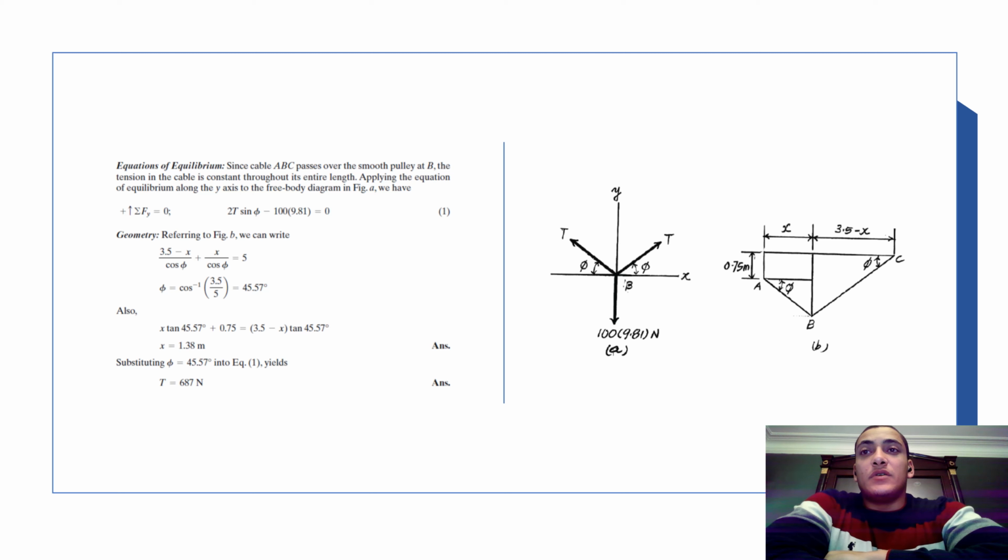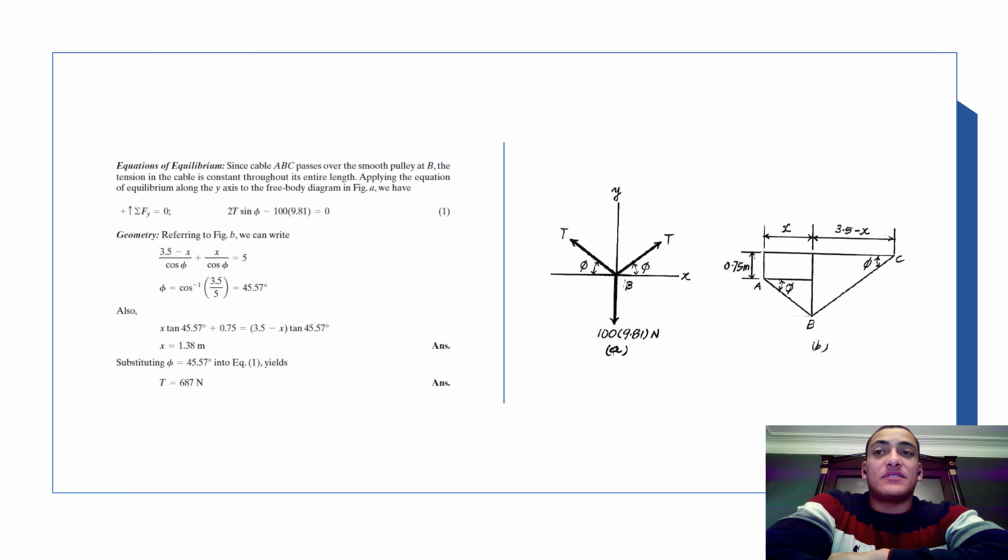This is not the final answer. The final answer is going to be found by using x multiplied by tan 45.57 degrees plus 0.75 equals (3.5 minus x) tan 45.57 degrees, which, if we use a calculator, should bring us x equals 1.38 meters. That's the first part of the answer. Substituting 45.57 degrees into equation 1 yields 687 newtons as the tension.